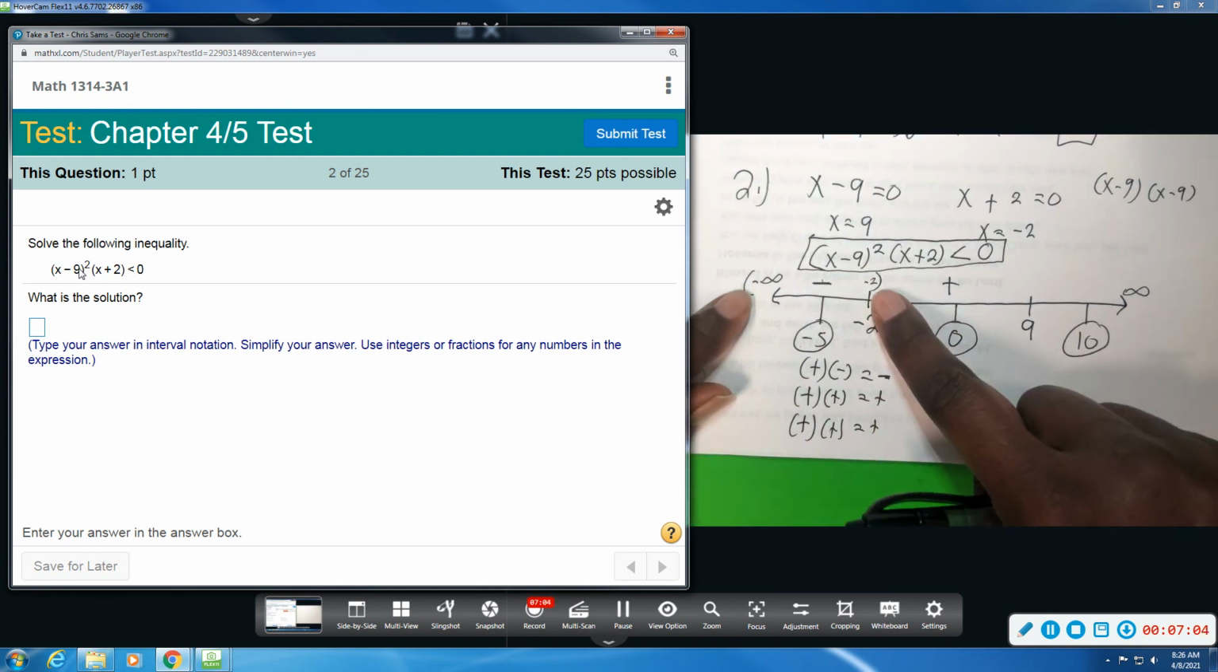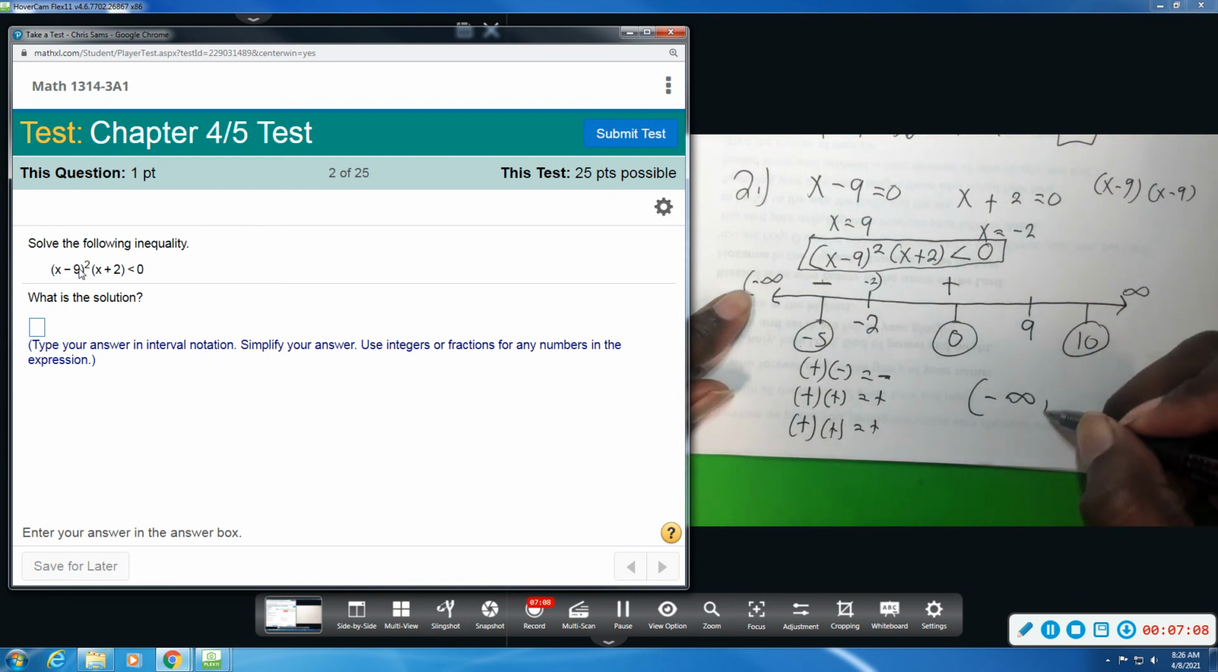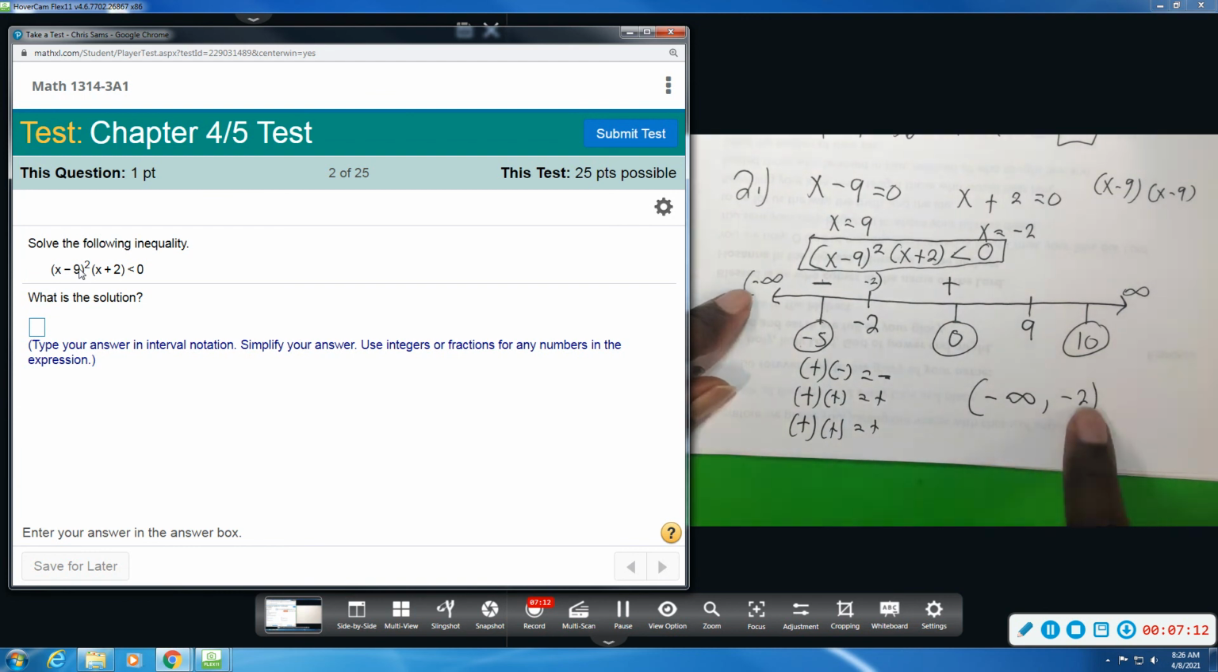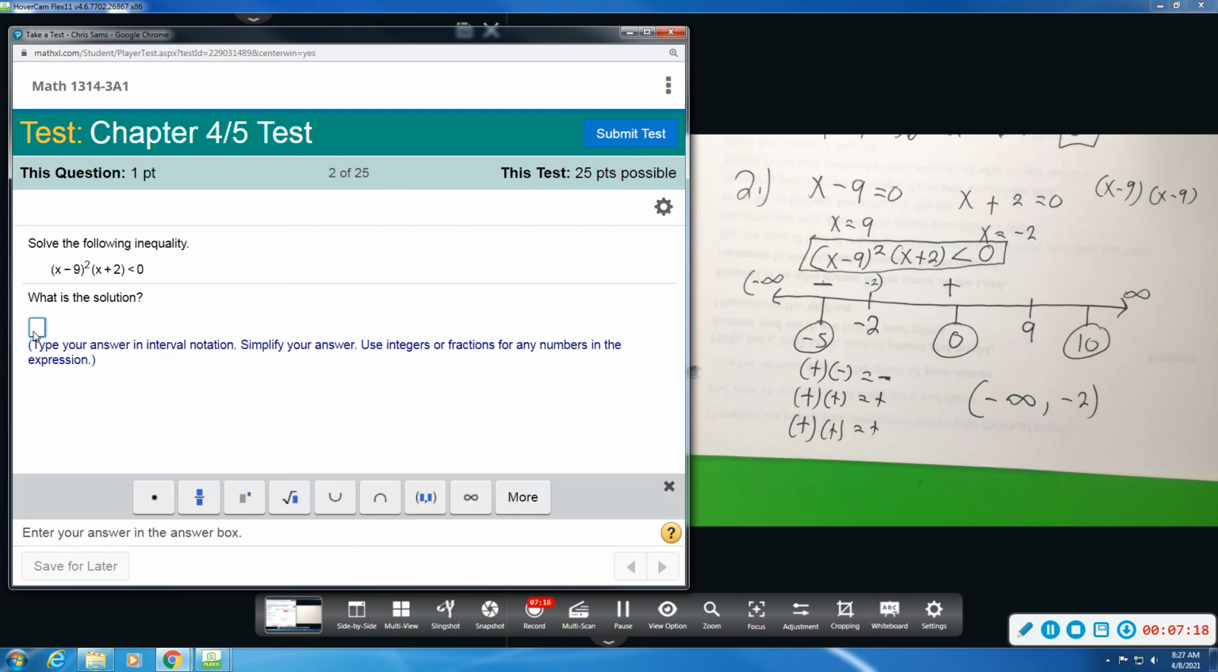So the only interval that came out negative was the interval from negative infinity to negative 2. And we know to use parentheses because we are strictly less than. We're not dealing with less than or equal to. Negative infinity to negative 2.